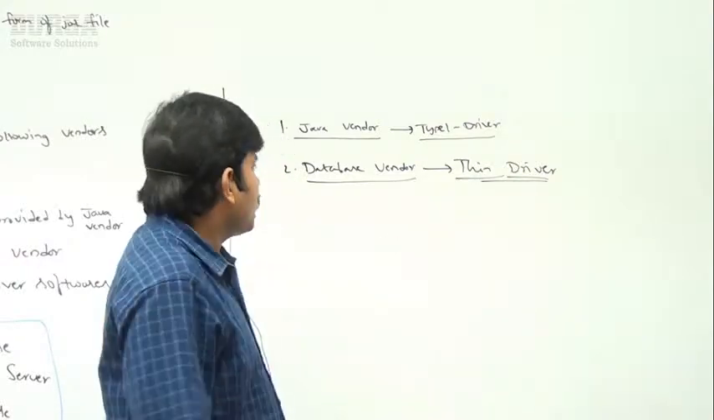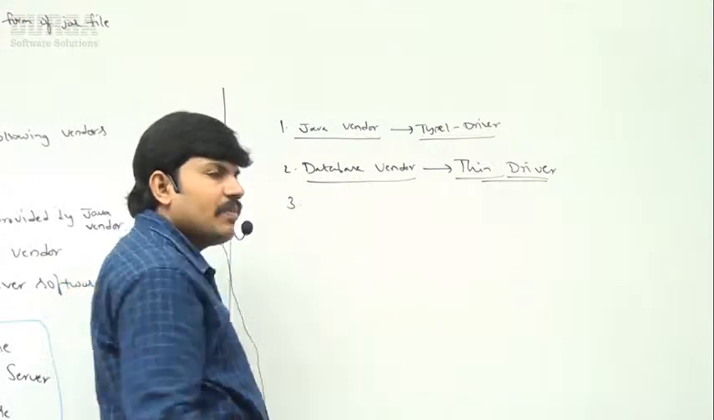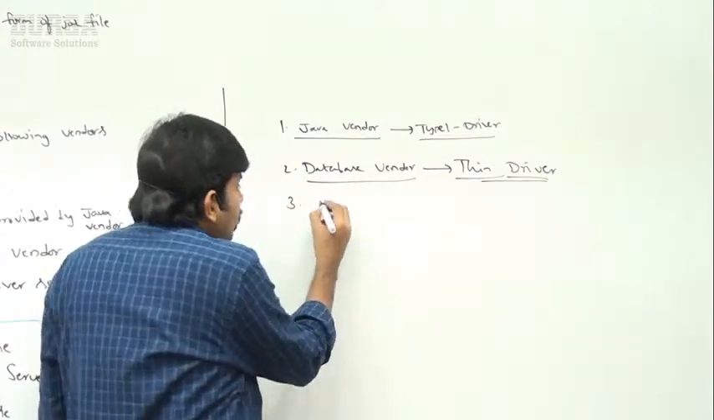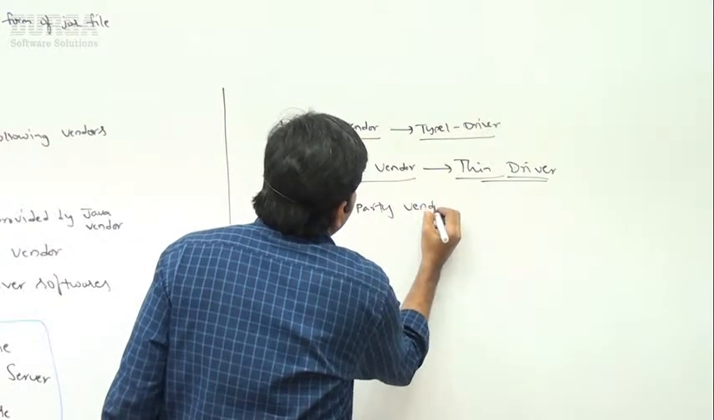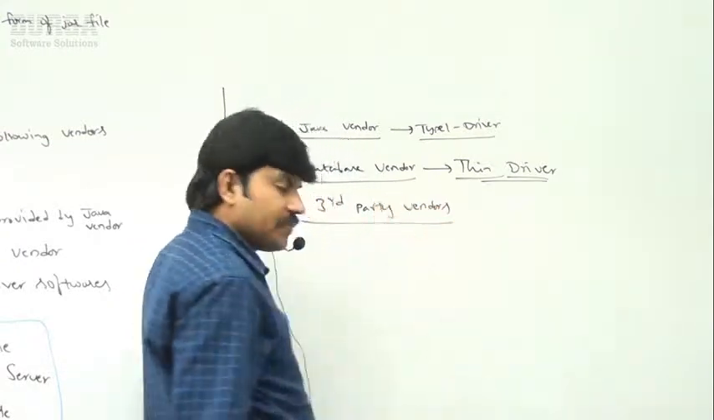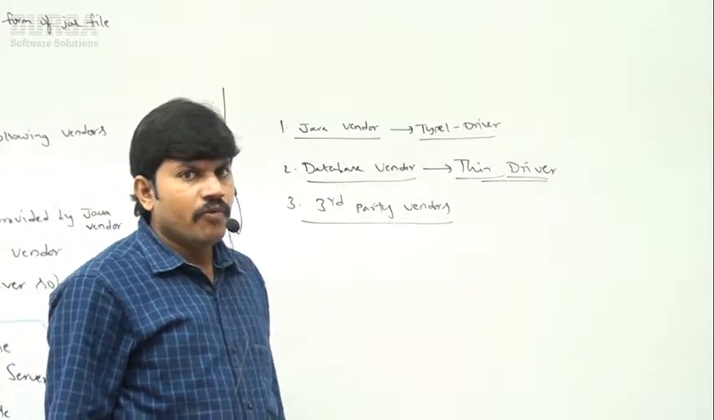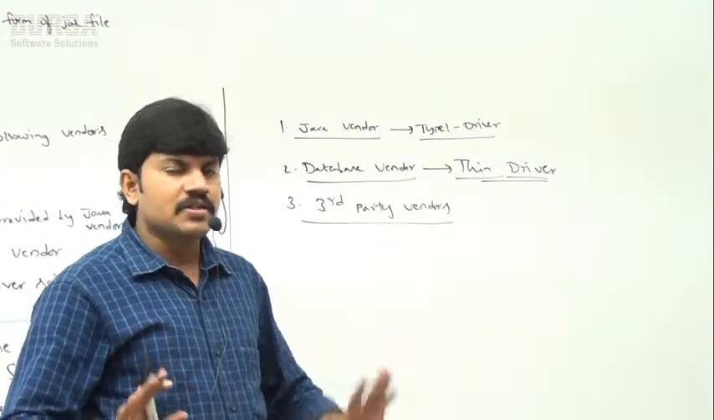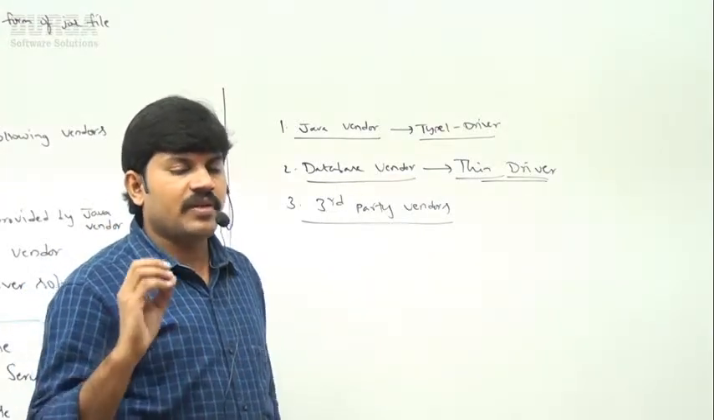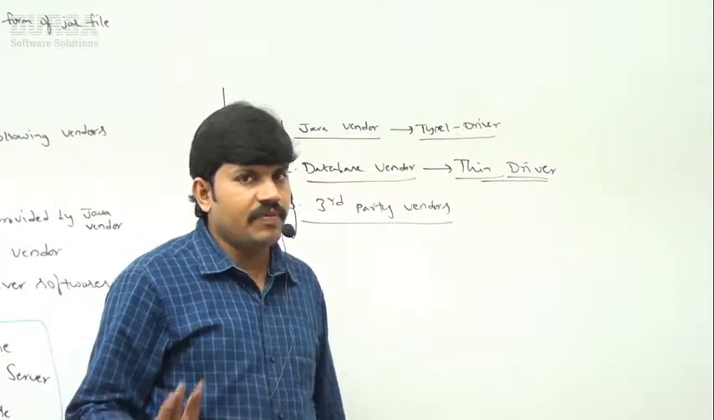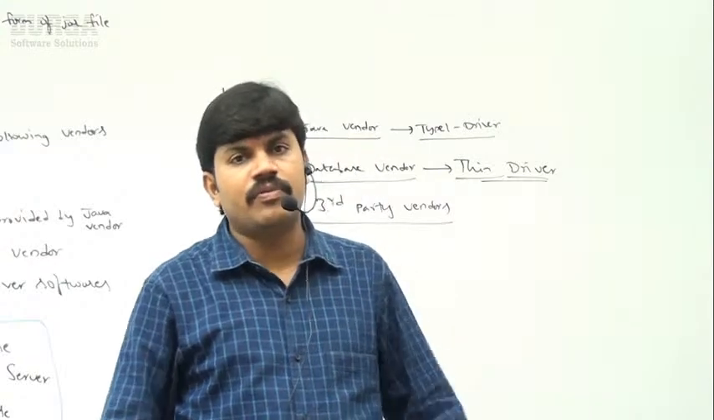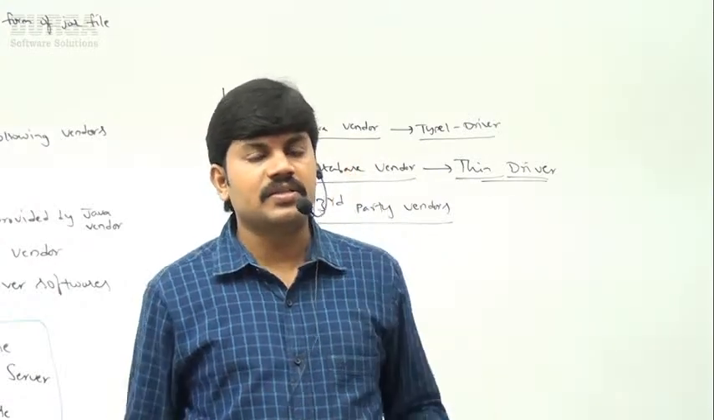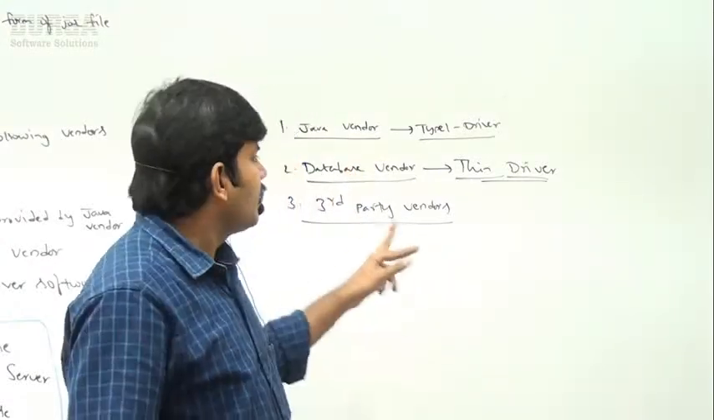Next, sometimes a bit rare, okay, third-party vendors also will provide driver softwares, right? Then immediately you may ask, sir, what is the third party vendor? I will discuss. But as of now, just observe. Driver software is usually available in the form of jar files. Next, who is responsible to provide driver softwares, right? 3 types of vendors: Java vendor, database vendor, third party vendor.